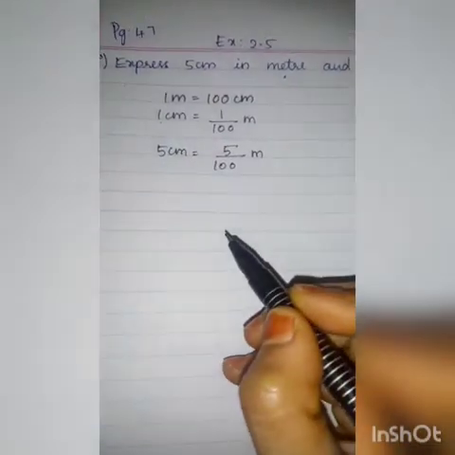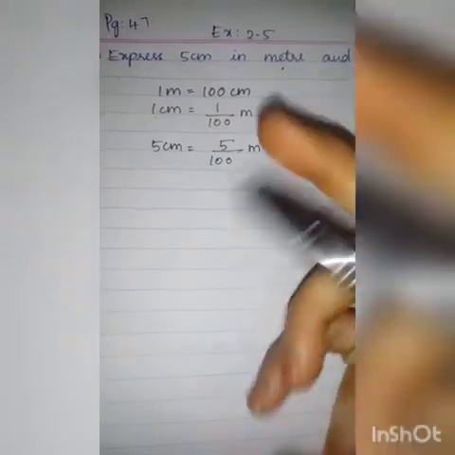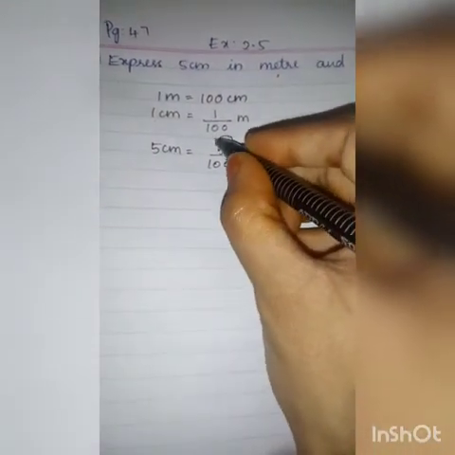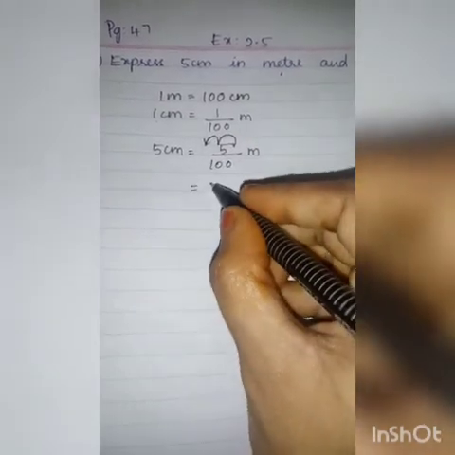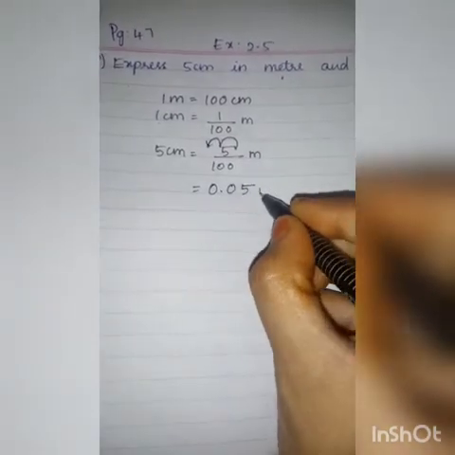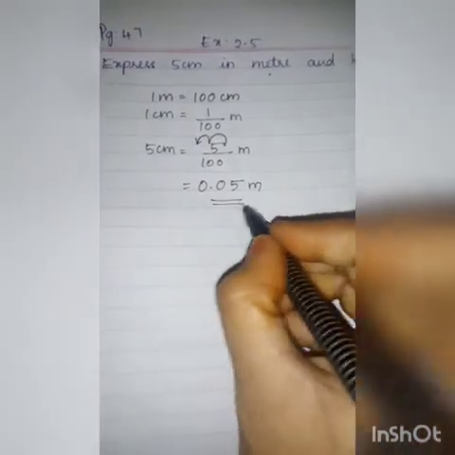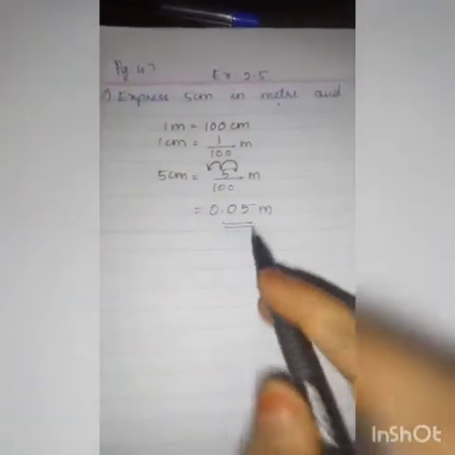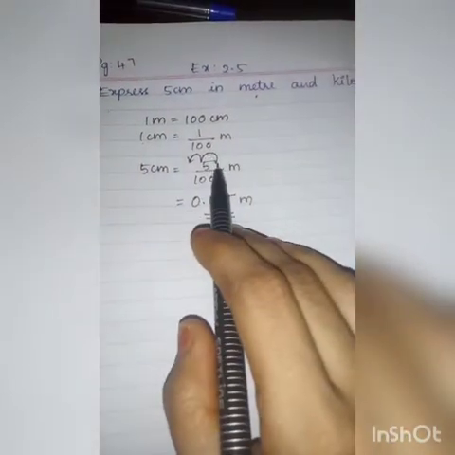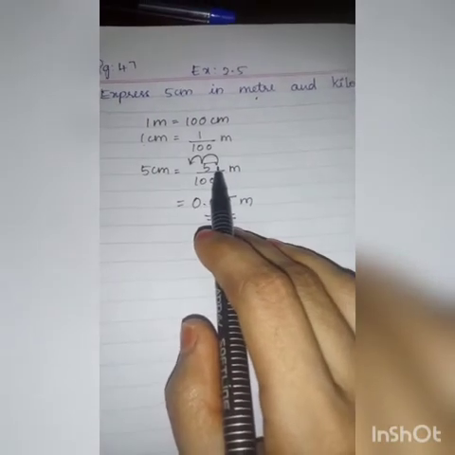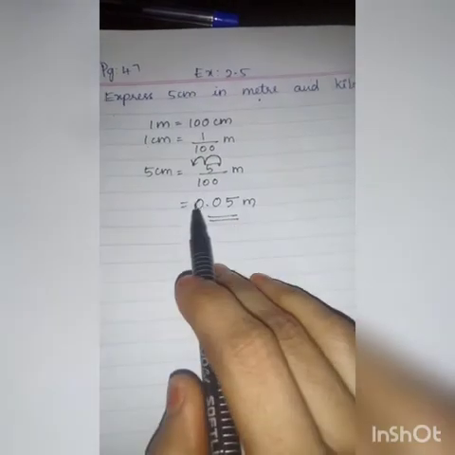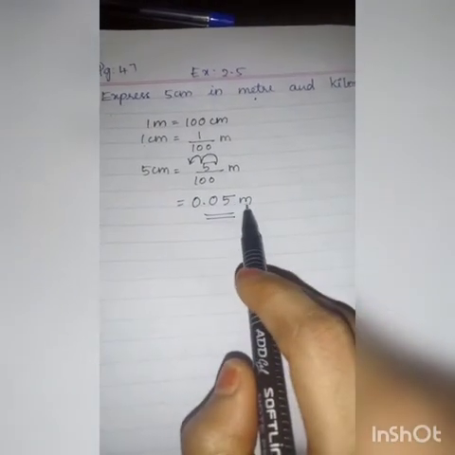5/100 meter. How many zeros are there? 2 zeros. So how many digits will you shift? 2 digits. 1, 2. So what is my answer? 0.05 meter. So how have I converted this 5 centimeter in terms of meters? 2 digits I am going to shift. For 5 the decimal point will be 5.0. So 1, 2 for 0.05 meter.